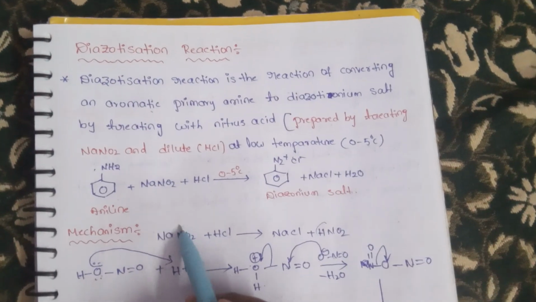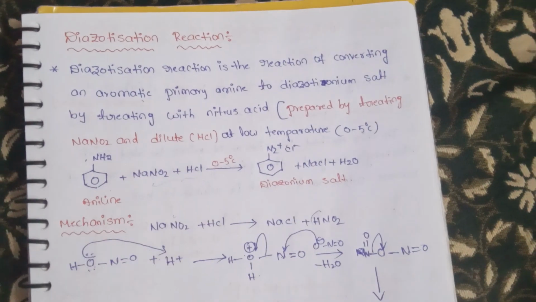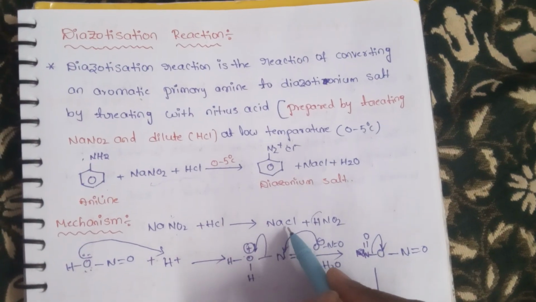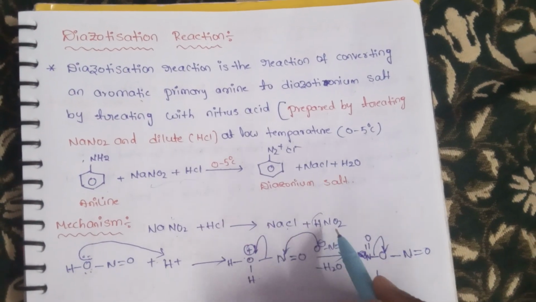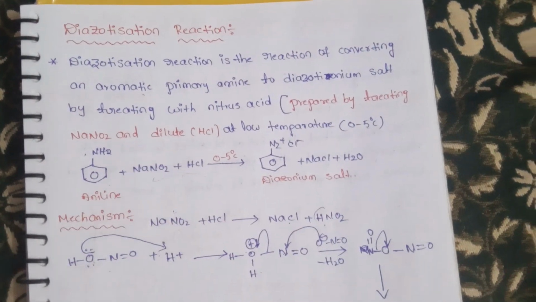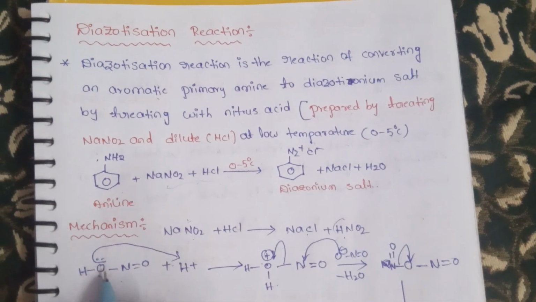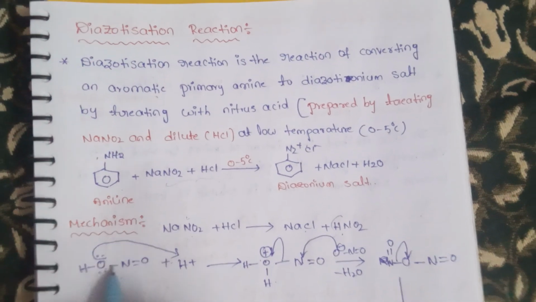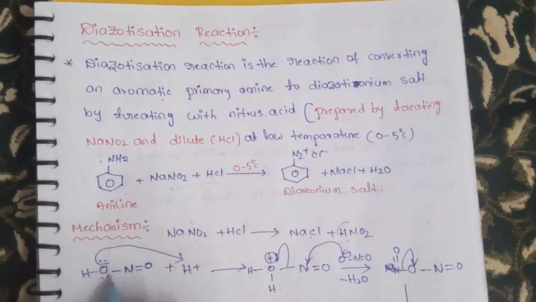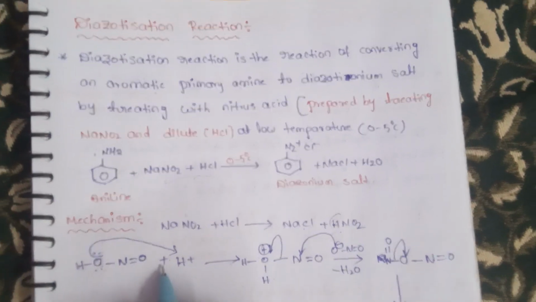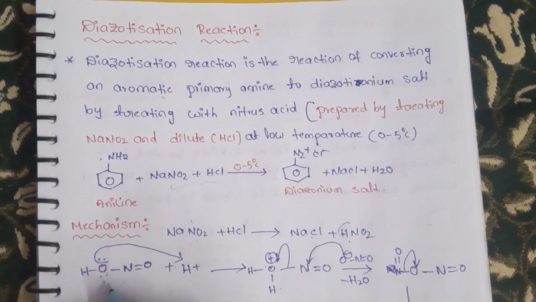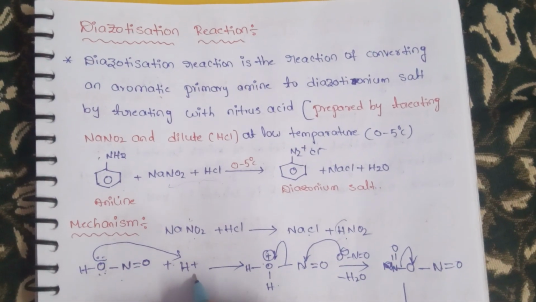So coming to the mechanism, you have to take the NaNO2 plus HCl mechanism. NaNO2 plus HCl gives NaCl and HNO2. In this, HNO2 reacts with a proton. You have to write the structure like this: oxygen and nitrogen double bond O, and oxygen has lone pairs. This HNO2 is treated with H plus, that means a proton. Now this lone pair is attracted to the proton.